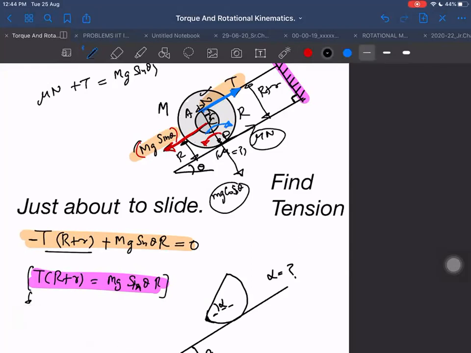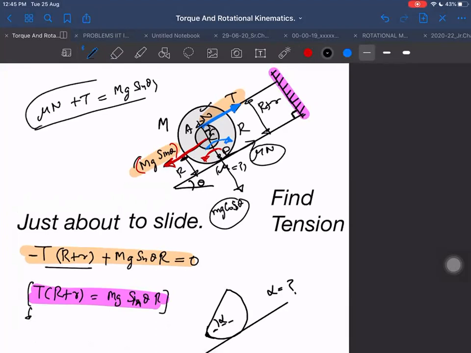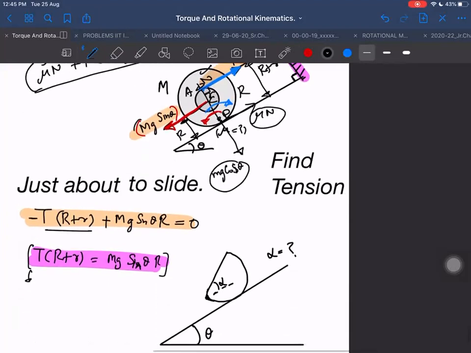Similarly, after getting T, now you can use force balance also. You can use this equation, and you can get mu from there. Is it right or not?